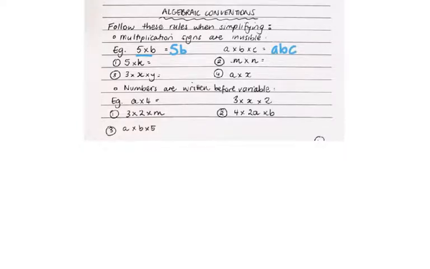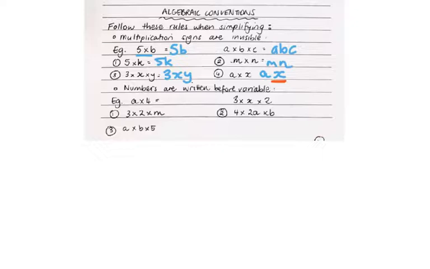So let's do a few of the questions here. So 5 times k, we remove that multiplication sign, so that is 5k. m times n becomes mn. 3 times x times y becomes 3xy. And a times x is ax. So just quickly before we move on to the next rule, it's important with algebra with our x's that we write them the curly way or the cursive way. And the reason for that is so that they don't get confused with multiplication signs. And we'll see an example of why that's important later.